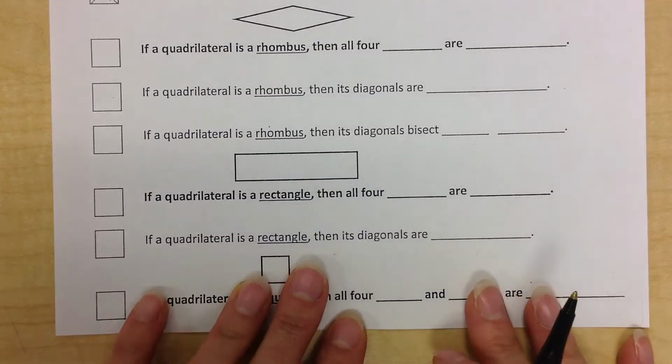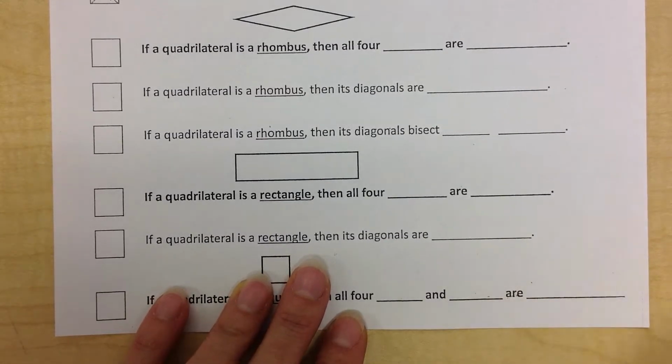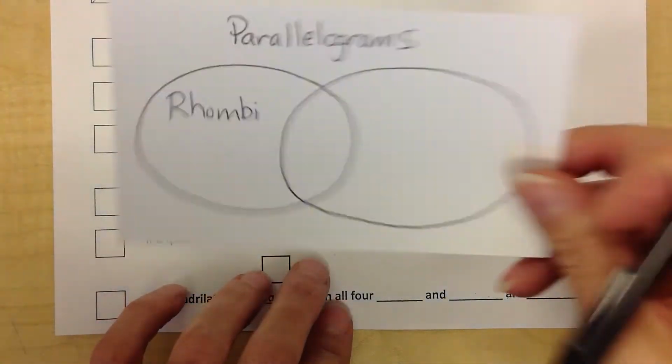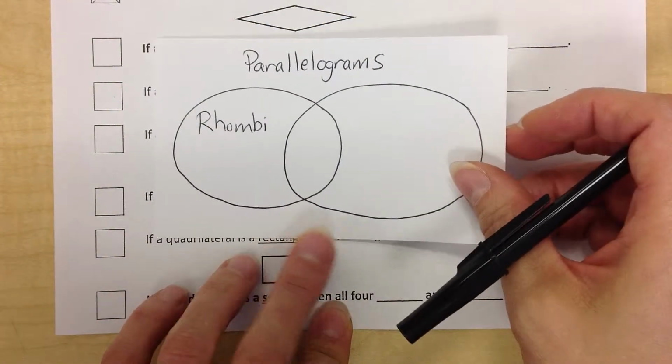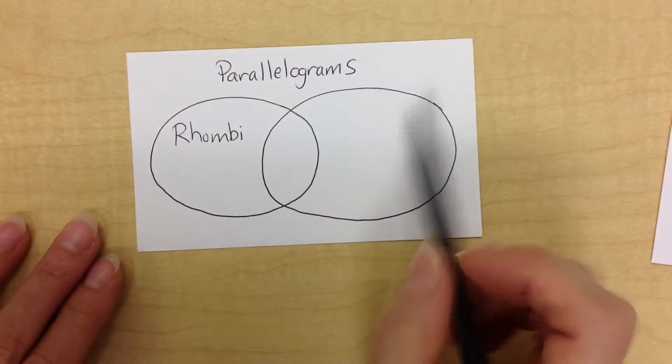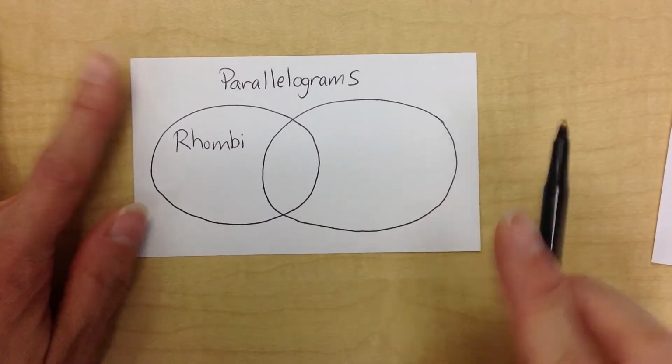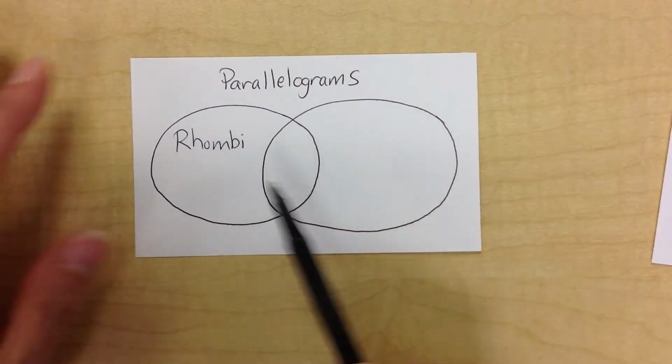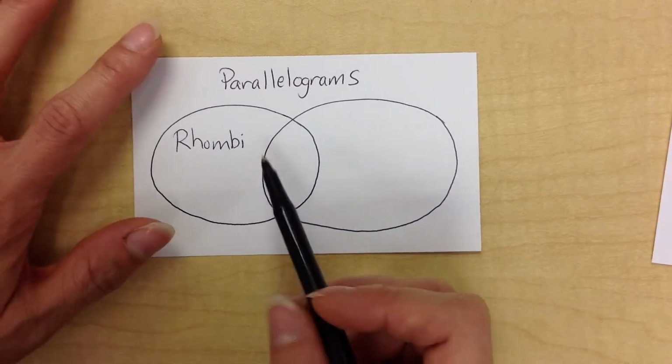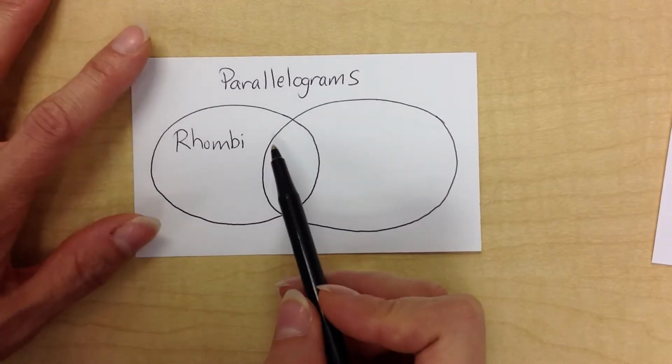So the next special parallelogram I want to talk about is a rhombus. Now, rhombi is how you say that plural. Let me show you a Venn diagram real quick. If this rectangle here is my Venn diagram, and this represents all the parallelograms, I have a couple subsets, meaning more special parallelograms.